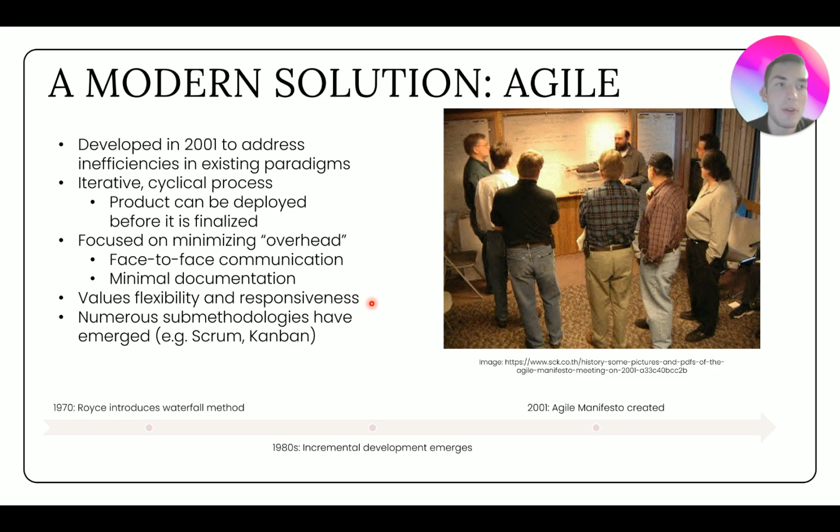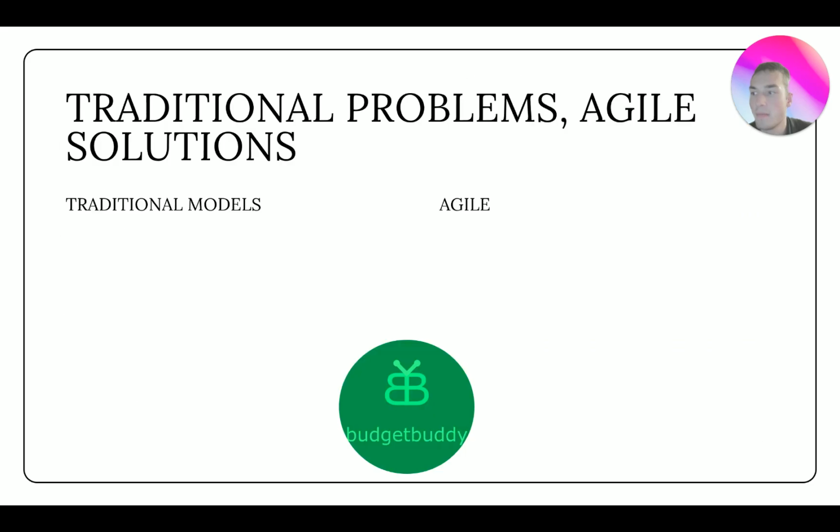Another key value for Agile is flexibility and responsiveness. So rather than the rigidity of the waterfall method, where you have to develop a plan and stick to it, the Agile method is designed to adapt and change based on evolving needs of the project. And it spawned numerous sub-methodologies. Scrum and Kanban are two examples. And we're going to talk more about Scrum later on. This is the group of software engineers meeting to go over and design and develop Agile methodology.